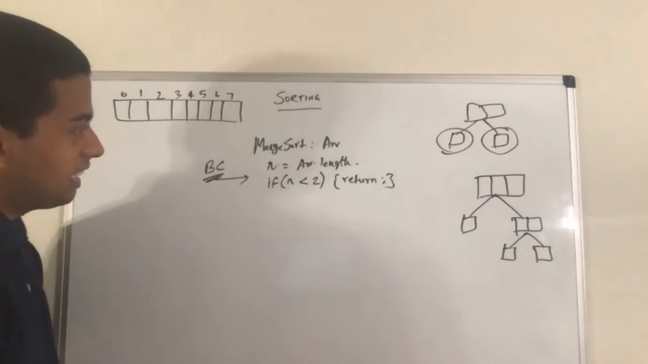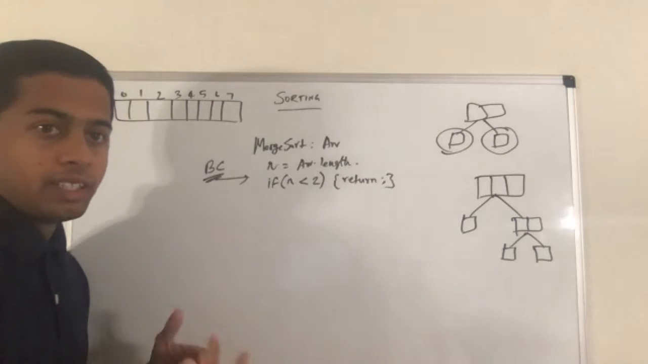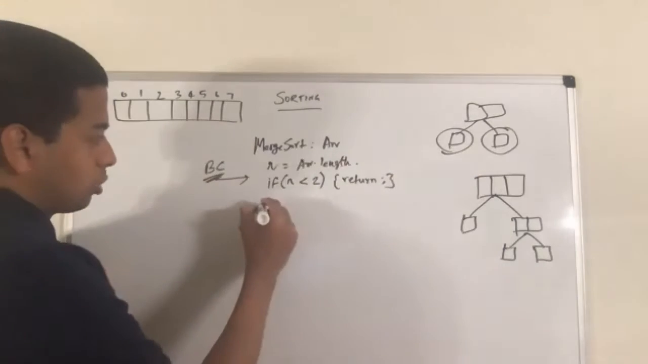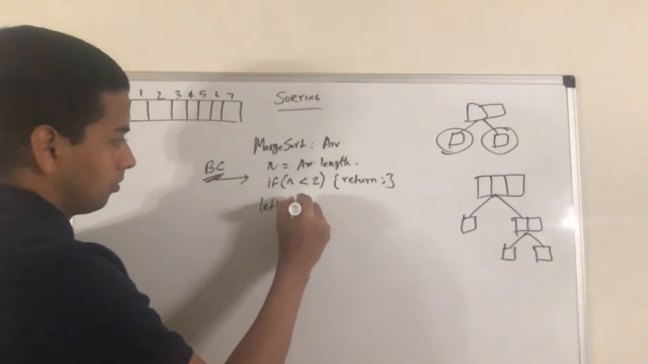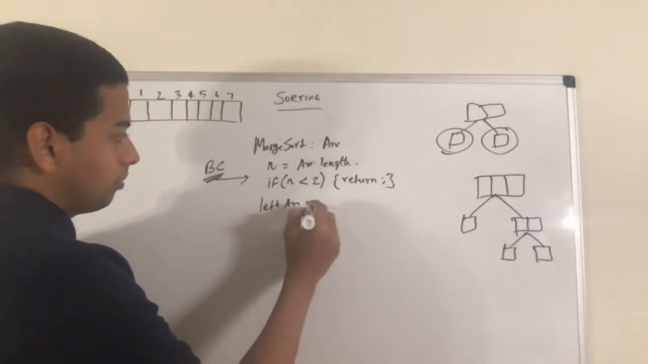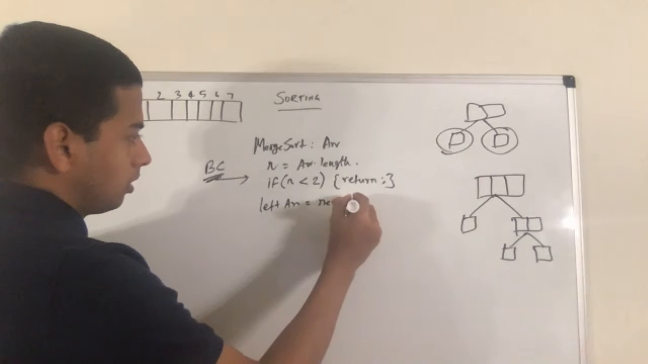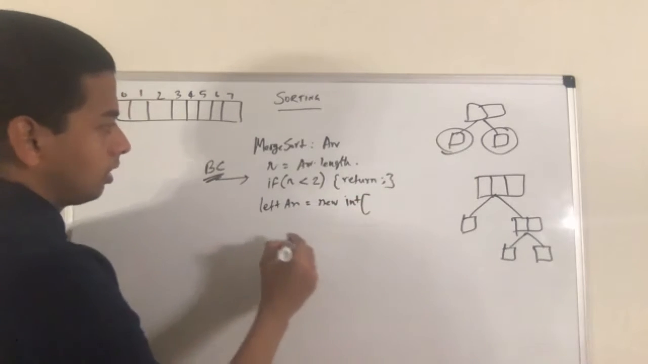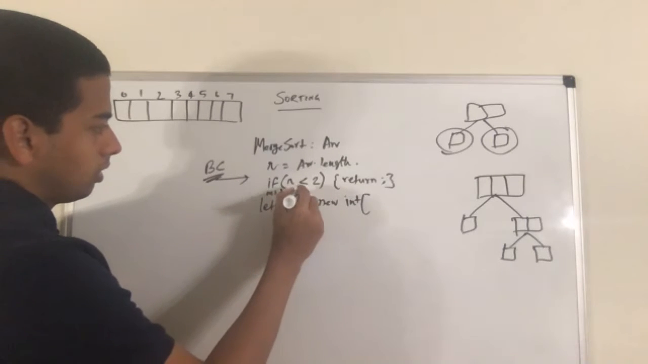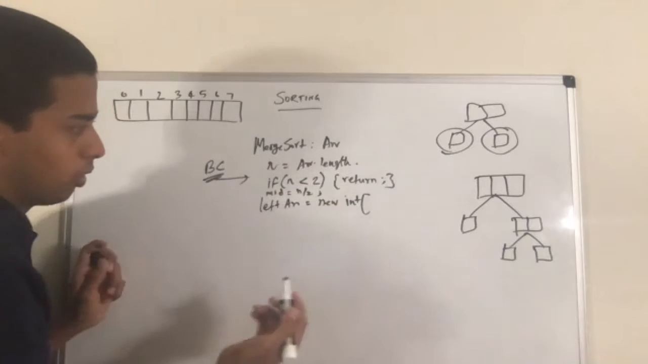Okay. Next step, I'm going to calculate the left. I'm going to create the left array and the right array, because I'm going to create 2 arrays, right? So left array equal to, basically, new int array of. I can first calculate something called mid. Basically mid equal to n by 2, something like this. N is the length and mid equal to n by 2.